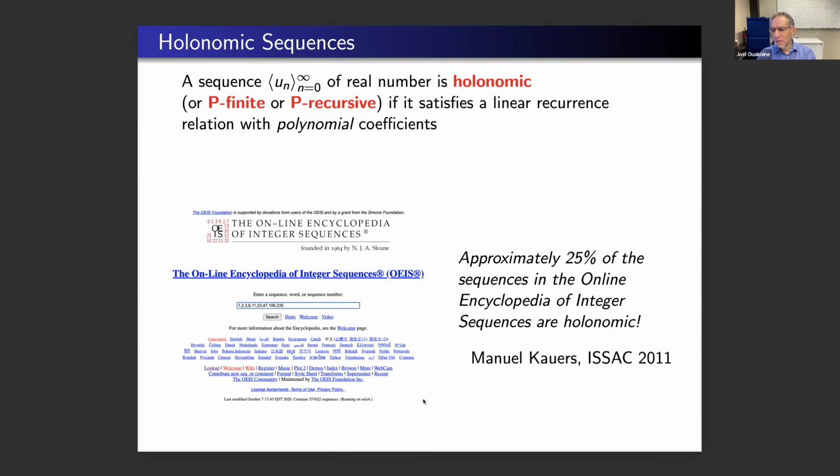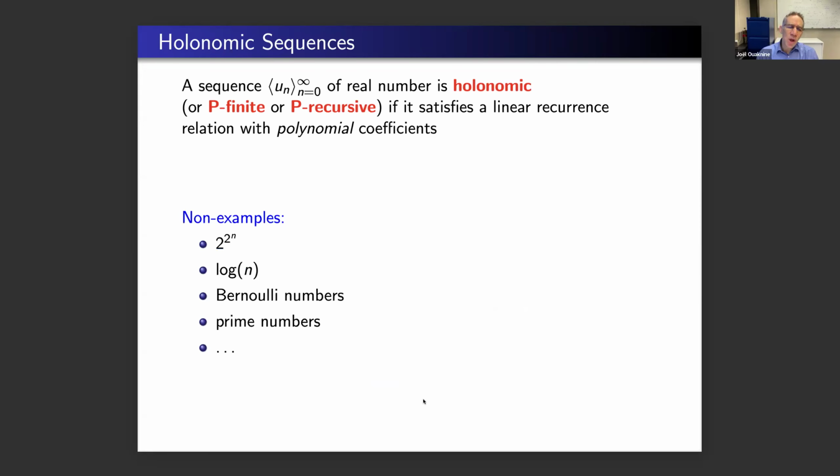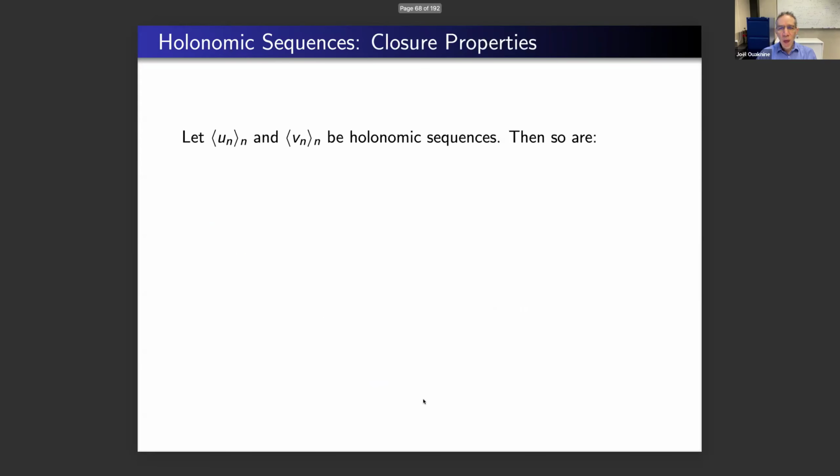Manuel Kauers, a few years ago, claimed that approximately 25% of the sequences in the OEIS are actually holonomic. I don't know whether that has changed. I suspect not. Now, here are some non-examples. I won't dwell on why these are non-examples. It's all easy to prove for various reasons. So not everything is holonomic, of course.